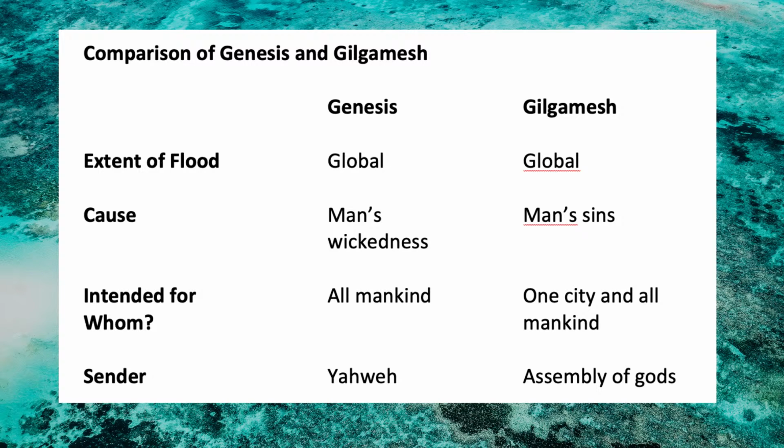Now, the cause for the flood was, in Genesis, man's wickedness. In Gilgamesh, it was man's sins and noise-making ability. And this was intended for whom? In Genesis, it's all mankind. In Gilgamesh, and this I didn't understand, it's one city and then kind of all of mankind after that. And then the sender of the flood in Genesis is Yahweh, and in Gilgamesh, it's an assembly of gods.